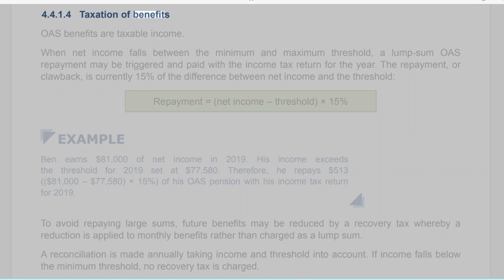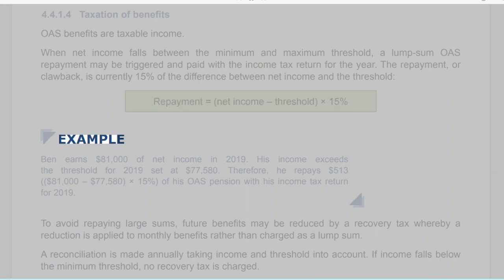4.4.1.4 Taxation of Benefits. OAS benefits are taxable income. When net income falls between the minimum and maximum threshold, a lump sum OAS repayment may be triggered and paid with the income tax return for the year. The repayment, or clawback, is currently 15% of the difference between net income and the threshold. Repayment equals net income minus threshold, times 15%.